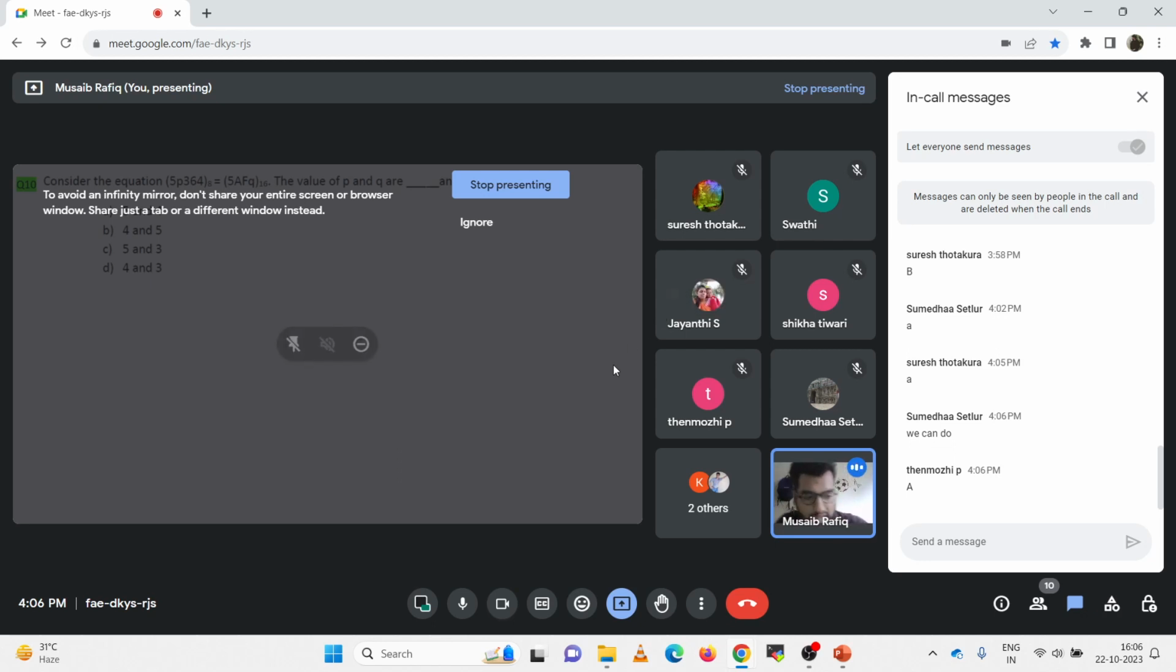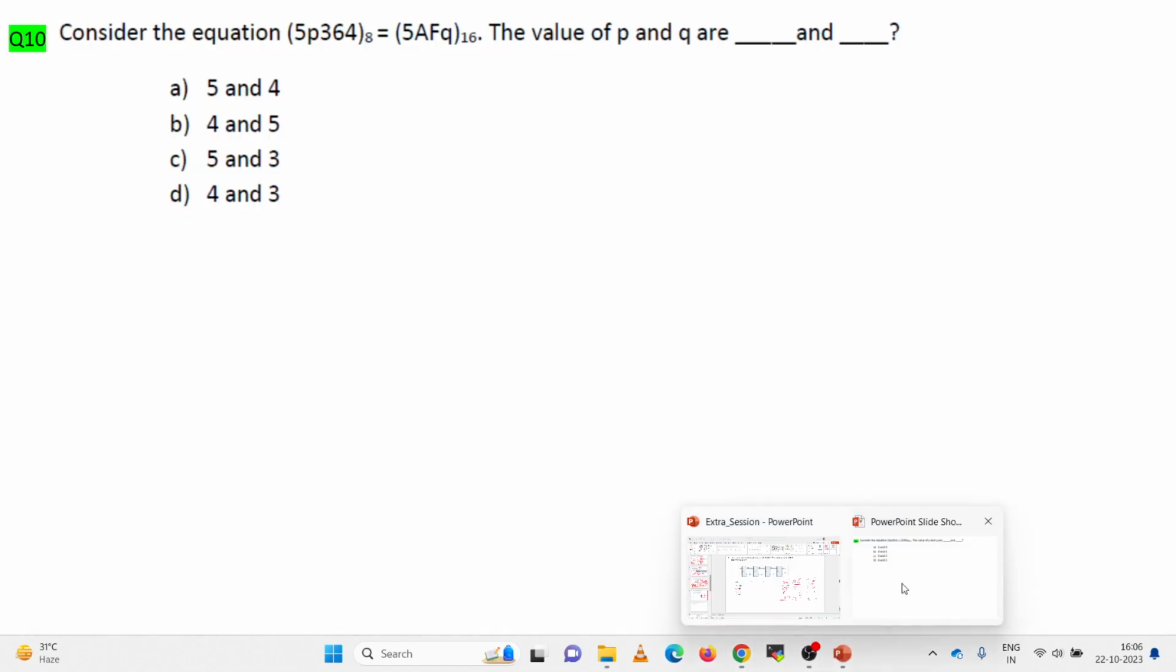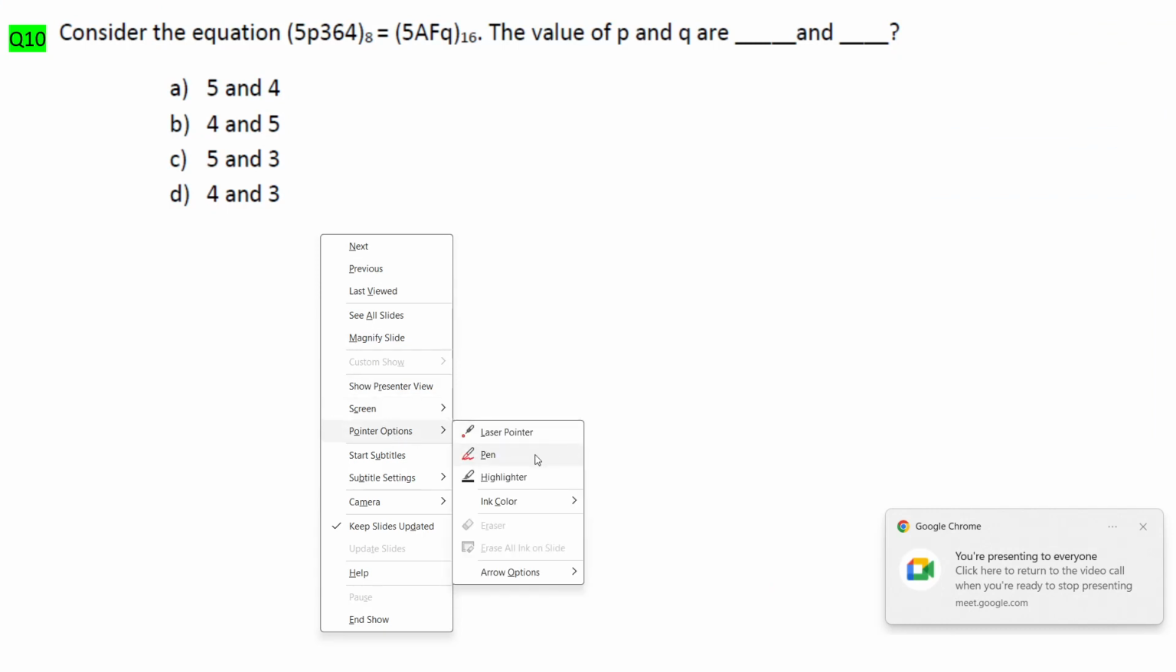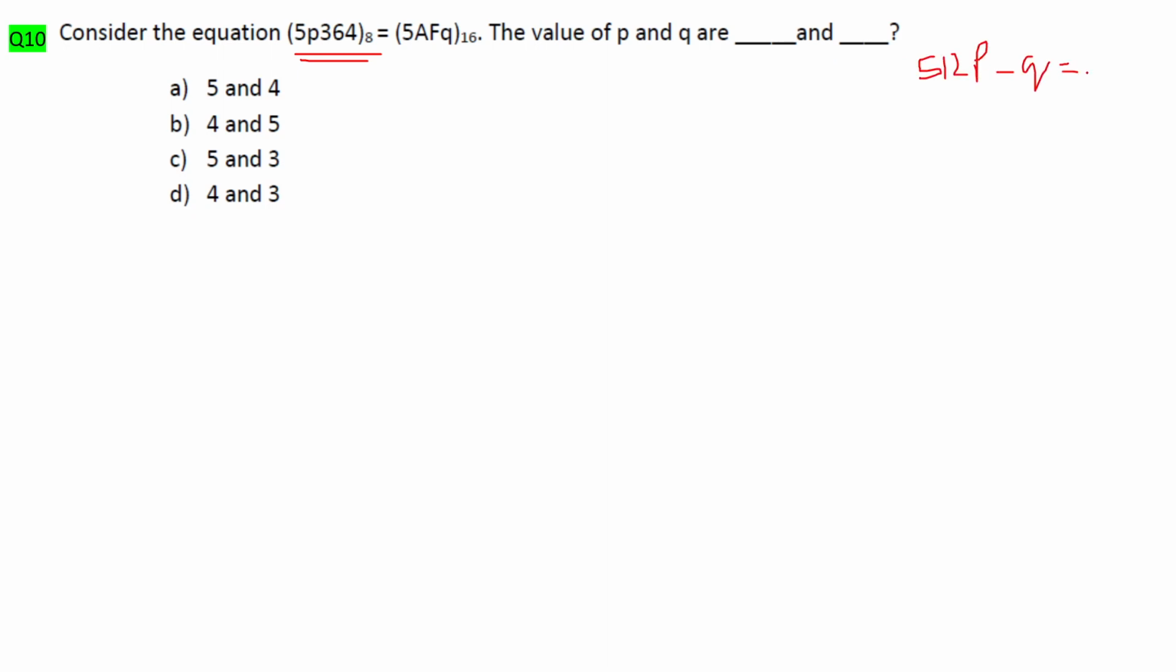Anyways, I'll just show the solution because this question is really interesting. If you equate these two sides and solve, you get one equation for two variables, 512p minus q is equal to something, right? So you have two variables and one equation, so you can't just solve it outright. Some of you may have plugged in the values and checked which one satisfies the equation. What if options were not available? There is a way you can do it.